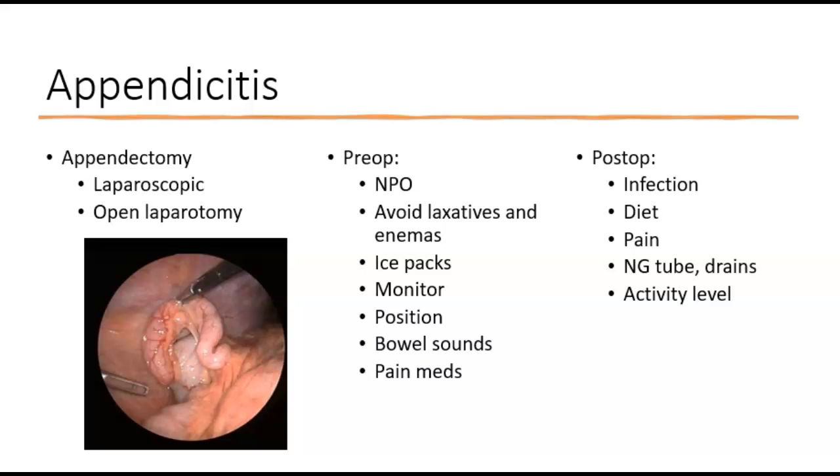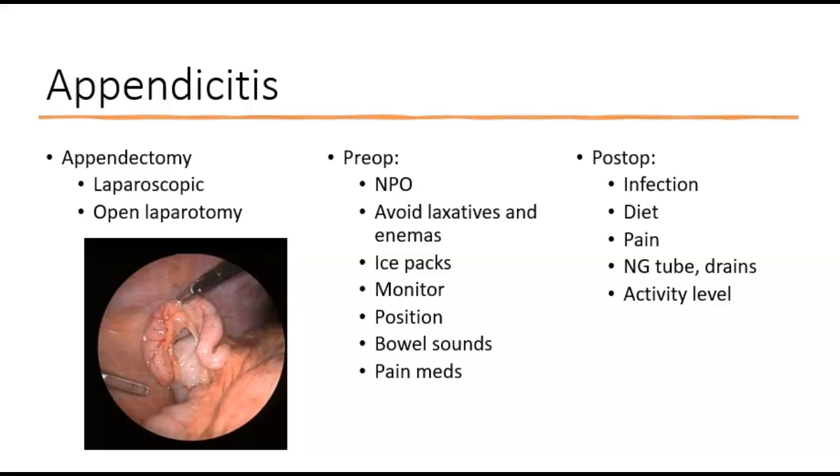You only want to administer pain medication after a diagnosis is confirmed and surgery is scheduled, specifically opioid analgesics, because opioids can mask the signs and symptoms. If we go back to a sudden relief of pain, that can signal that the appendix has ruptured. So if we give someone opioids, we might miss that sudden relief of pain because it's masked by those opioids that we just gave.